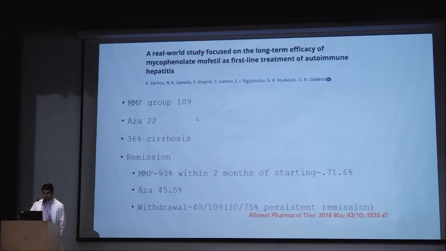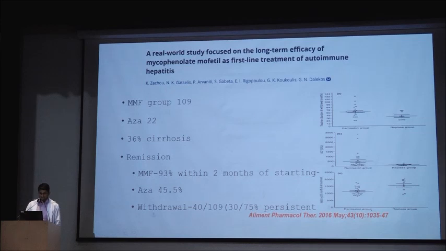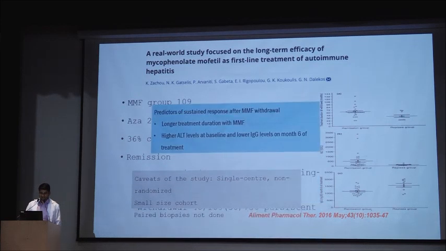So, a study compared MMF and azathioprine in a cohort containing 36% patients with cirrhosis. They found that MMF is associated with higher rates of remission, that is 93%, as compared to azathioprine, which was just 45%. Interestingly, withdrawal of the MMF was associated with persistent remission in around 75% of the autoimmune hepatitis patients. That is quite high as compared to azathioprine.